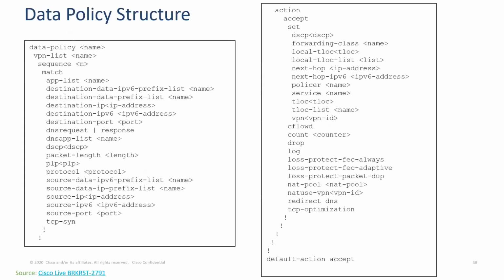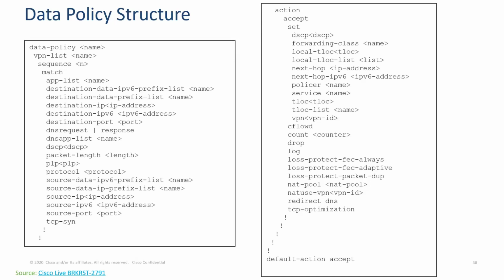So the structure looks something like this. From a pure CLI perspective, it's going to look a bit different in vManage, but this is just to show you what kind of attributes you can match on. As you see at the top, you're going to name it something, data policy and the name. Then you're going to apply it to a VPN, and then you have sequence numbers. If you have done route maps in the past, similar logic here, where you start from the top with the low sequence number, and then move onwards to the higher sequence numbers.